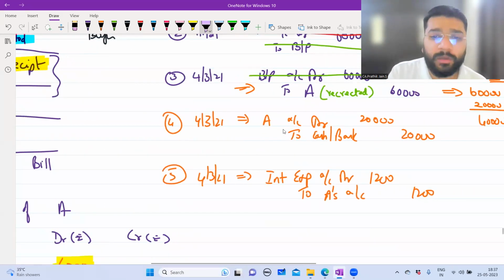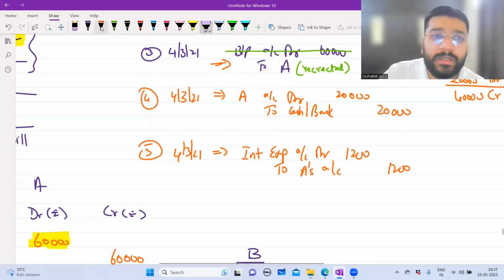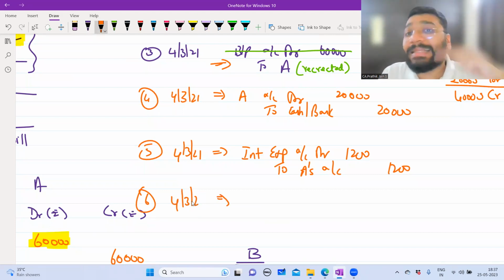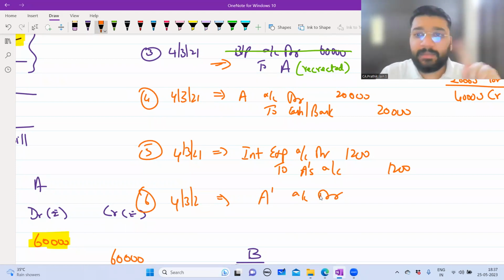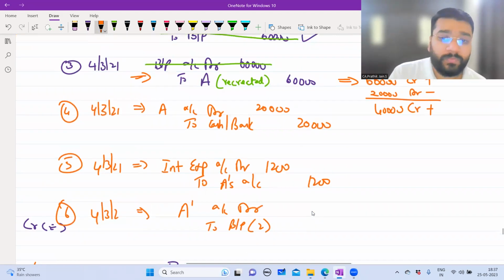Now we have to execute a new bill of exchange. Please tell me, guys, what is the new bill of exchange value? On 4th March 21, you have to execute a new bill, which means you have to cancel the creditor and recreate bills payable. So what will be the journal entry? A account debit, to bills payable account. Please tell me what is the amount? 41,200.